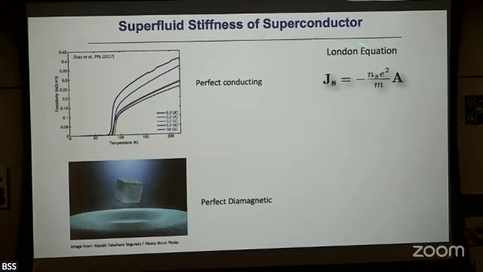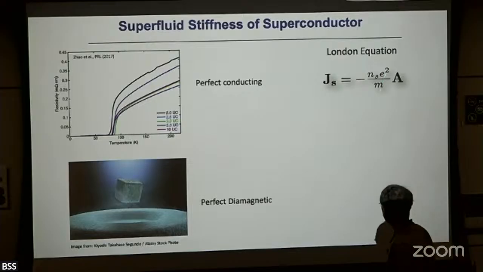And if you look at these London equations, basically the supercurrent is related to the vector potential with this parameter. And this parameter naturally consists of the superfluid, or Cooper pair, density. I would call it the superfluid density, it doesn't matter, divided by the mass, in this quantity.